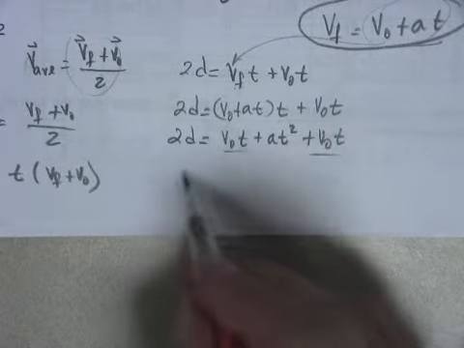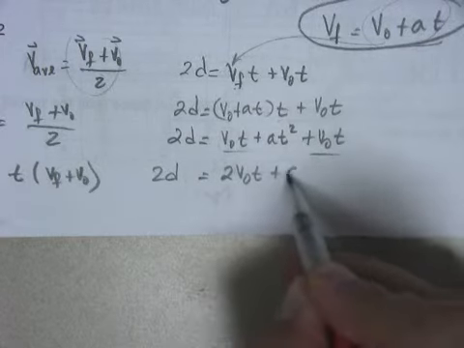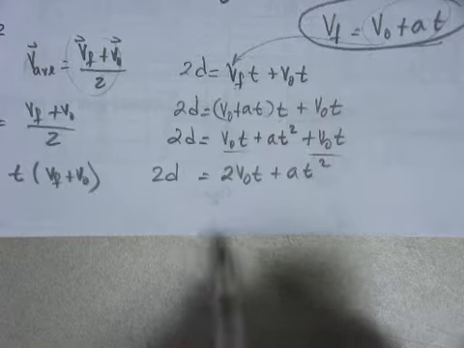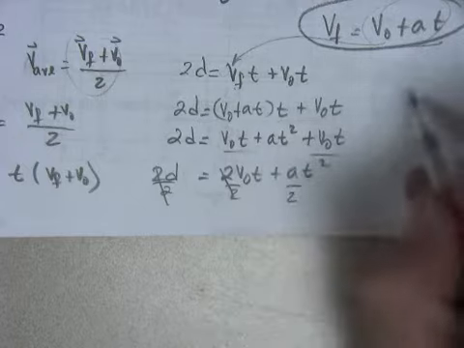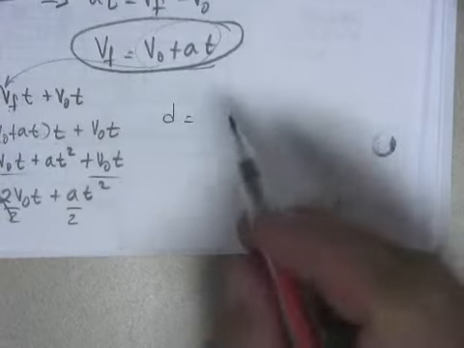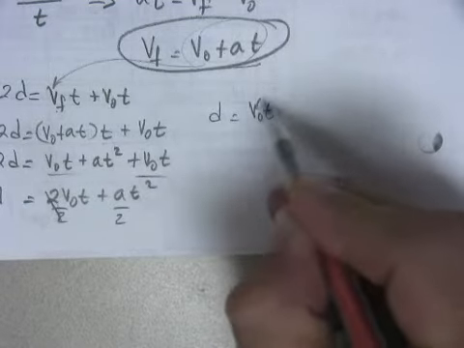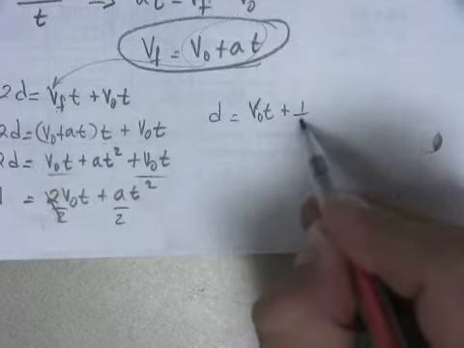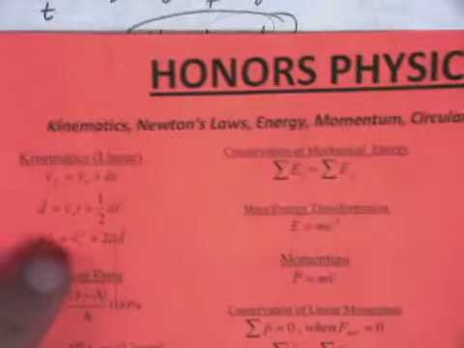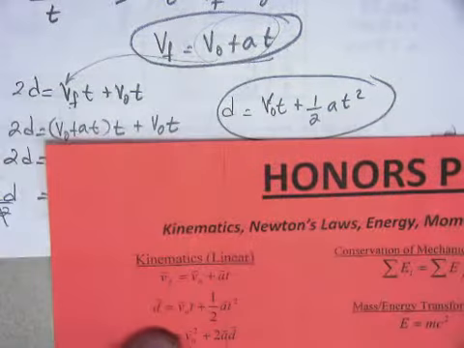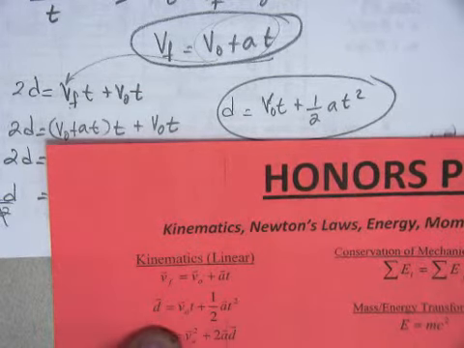Notice I get vot here together, so I can do 2d is equal to 2vot plus at squared. And then I'm going to divide everybody by 2. So divide by 2, divide by 2, divide by 2. And if I do that, I get d, and here's the equation we want. d is equal to, 2's cancel out, so I get vot plus, and there's a half, at squared, and there's your second big 3. How exciting. And the one that's circled here and this equation on your equation sheet are the same.